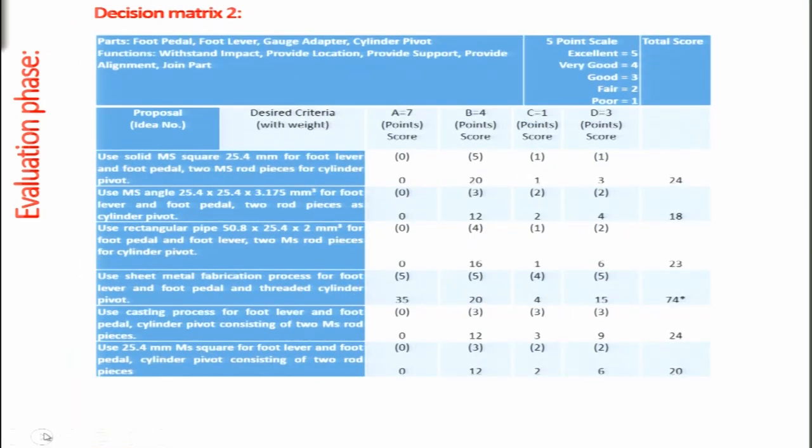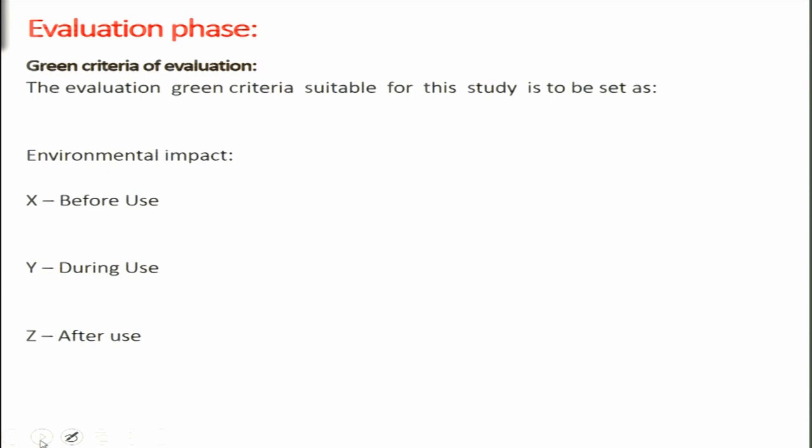Similarly, we have decision matrix 2, in which this idea is selected: use sheet metal fabrication process for foot lever and foot pedal and threaded cylinder pivot. And we can have the green criteria in the evaluation. In this study, we did not actually work on the green criteria, but yes, we can have the green criteria.